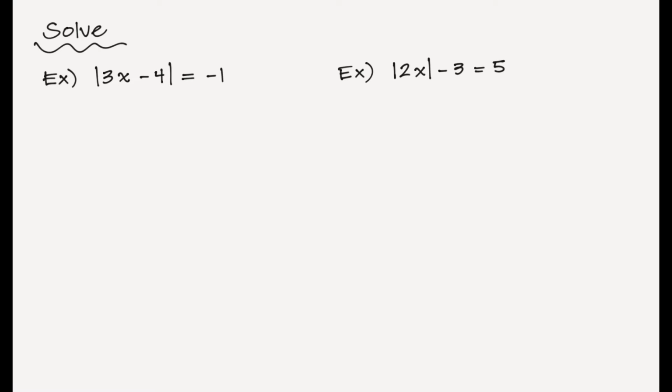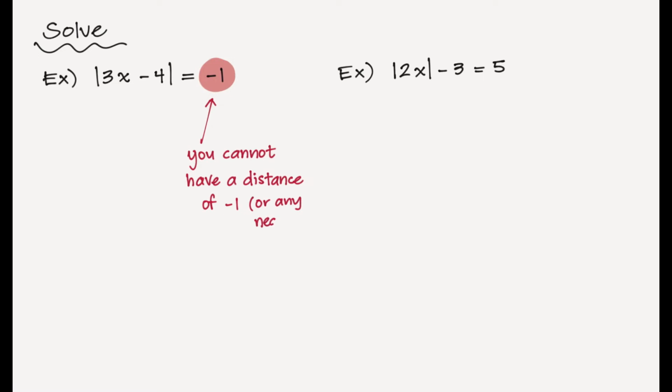So now let's look at this next one. Absolute value of 3x minus 4 is equal to negative 1. Pay close attention here, because what this is really saying in words is that the distance is equal to negative 1? No, you cannot have a distance that is equal to negative 1, or really any negative number, right? We know that you cannot have a table that is negative 5 feet long. So here, since it is equal to a negative number, I'm going to say that there is no solution for this equation.